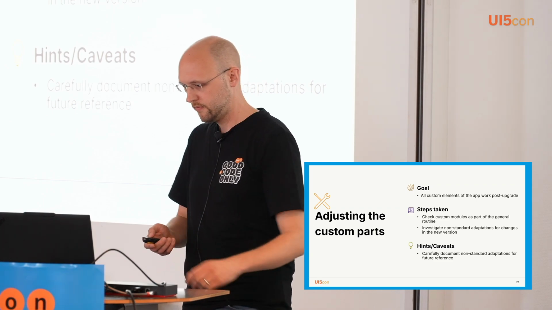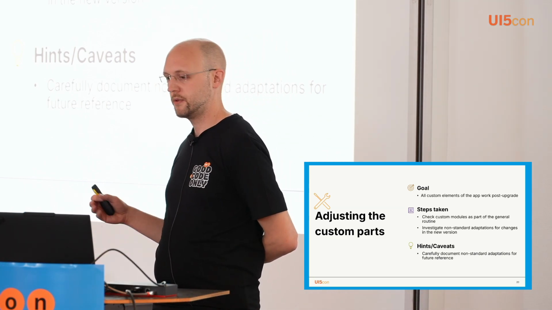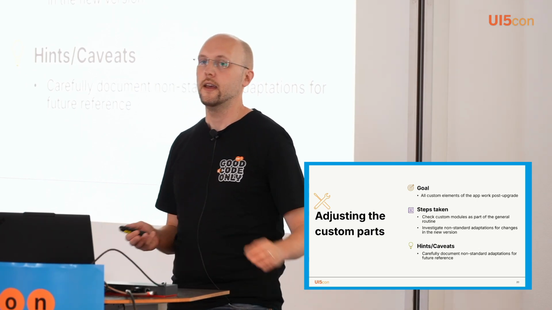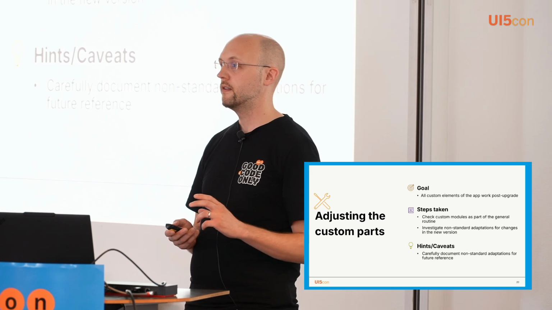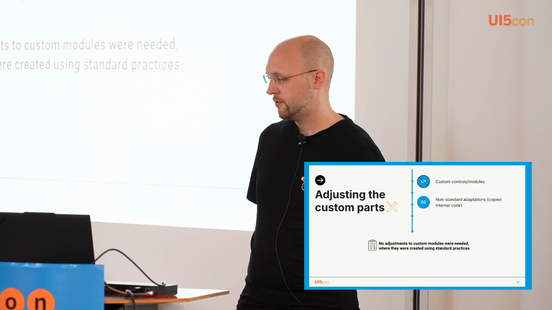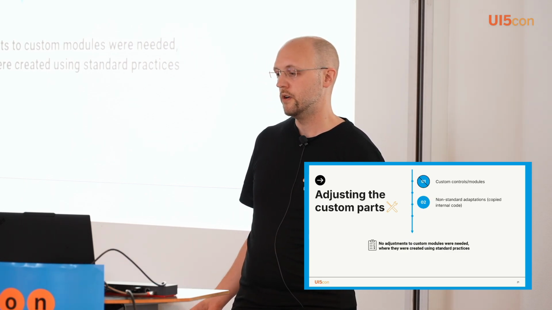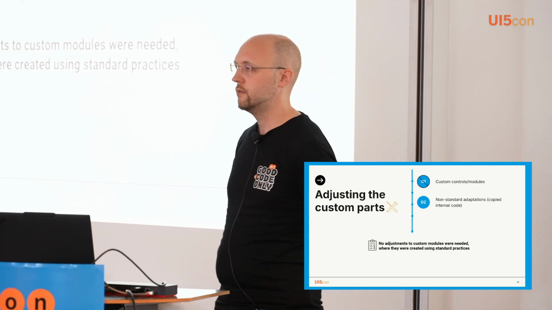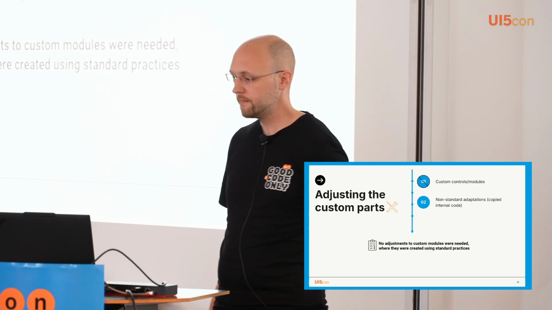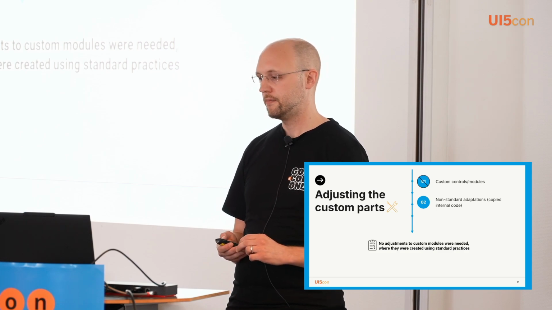Now, the first hint and caveat here is, if you stray from the standard path, carefully document these changes. So with a future update, you can find them easily and have a checklist of what you need to look at very, very closely. The custom controls and modules, luckily, we can skip because we didn't have any non-standard adjustments there. We were using the best practices, so all our custom modules really worked after the update without having to do anything. And all the effort that was required was in this second part, where we did some non-standard adaptations.